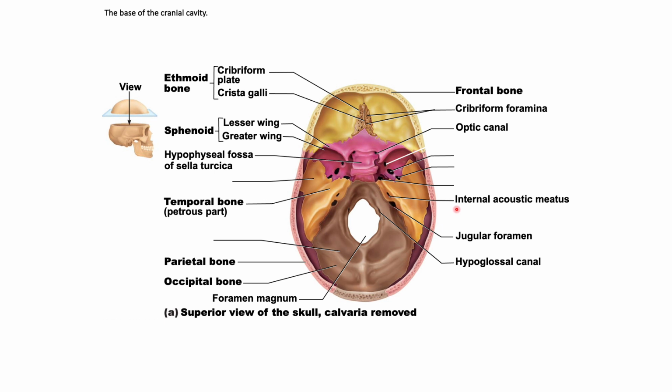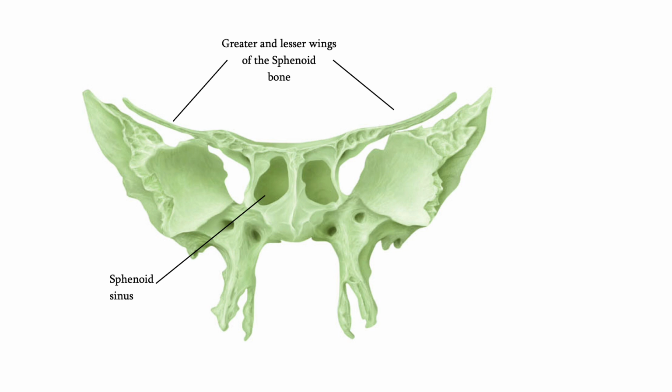We're going to see the internal here. We see the petrous part of the temporal bone. And again, we're seeing the foramen magnum. So here's just another view of the sphenoid bone, but here you can see the sphenoid sinuses. And sinuses are spaces in your cranium, which we're going to get to and talk about later.